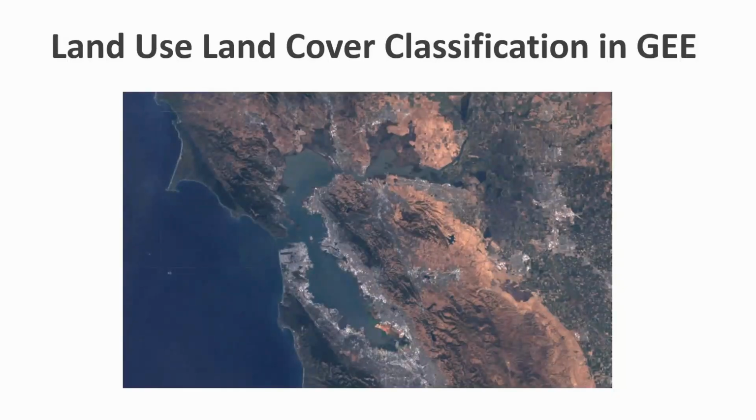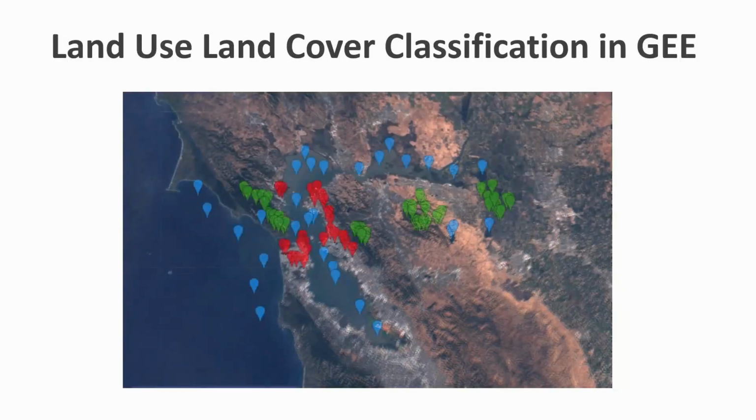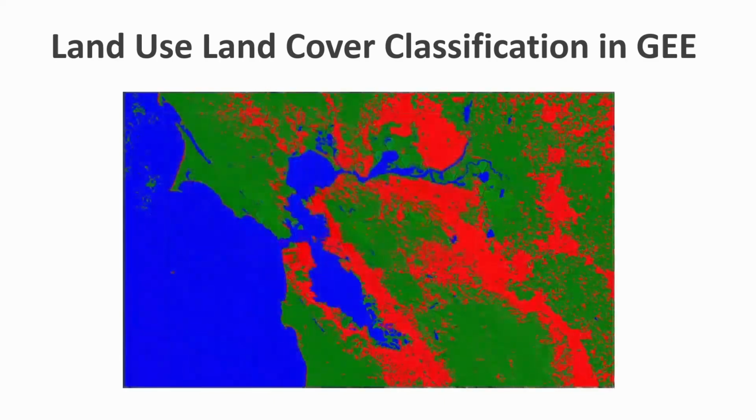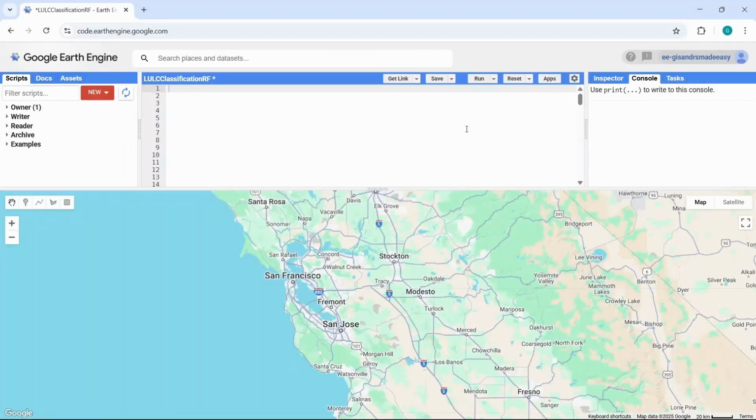In this video, we will see how to create land use and land cover classification in Google Earth Engine. So let's get into it. First, we will make our region of interest. For that, you can use this point, polygon, or rectangle button.